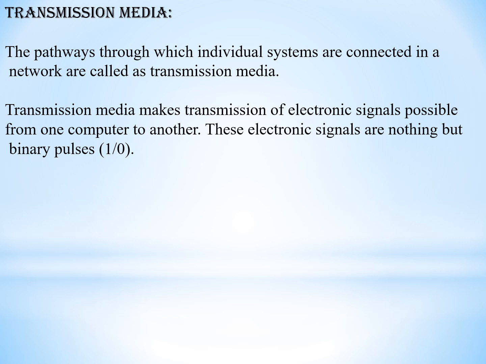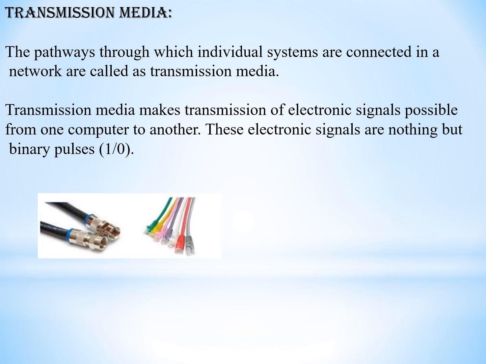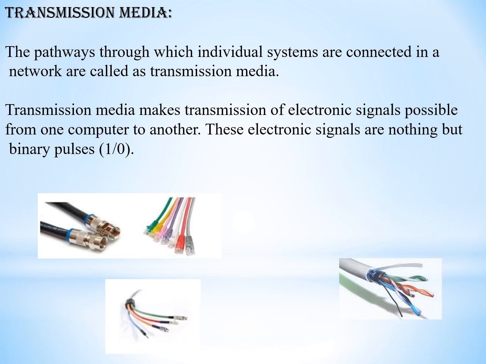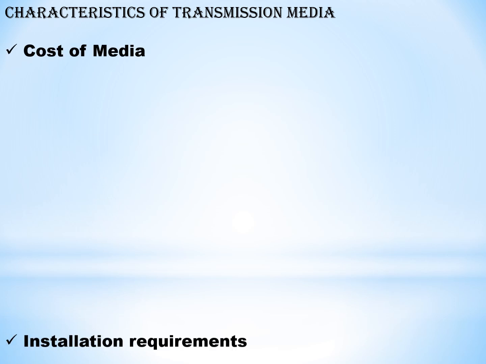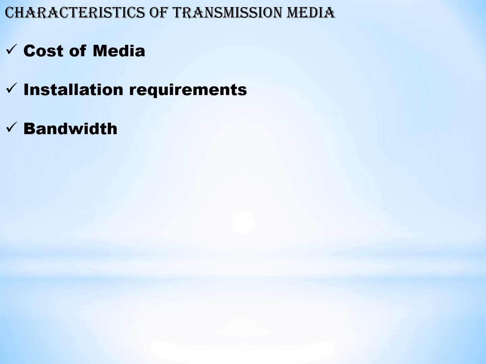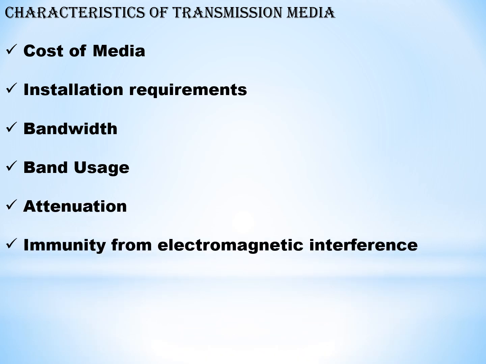So let me show you the different transmission media. You can see we have here many transmission media. All are different from each other. Each and every media has its own specification, or we can say its own characteristics. Characteristics of transmission media: cost of the media, installation requirements, bandwidth, band usage, attenuation, immunity from electromagnetic interference. So these are the different characteristics of the transmission media.